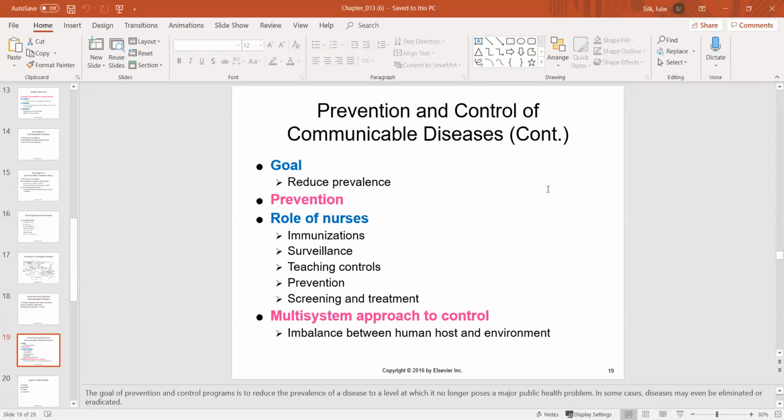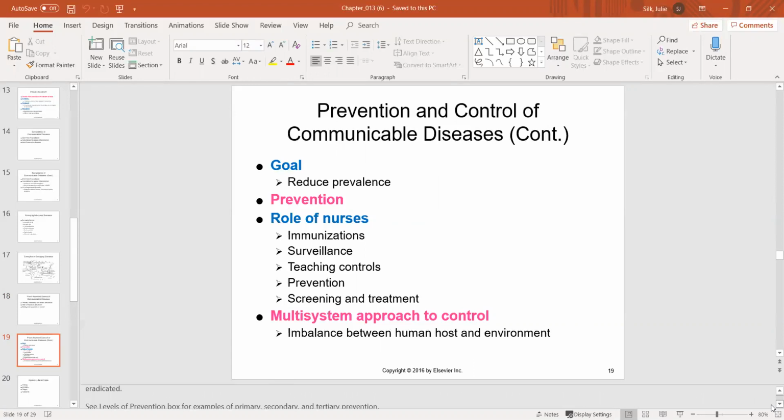So again, our goal is to reduce prevalence of a disease. So we try to do some prevention things. This would be things like immunizations, that surveillance we were just talking about, different teaching things, screening and treatments. And then the multi-system approach to control is the imbalance between human host and the environment. So the goal of prevention and control programs is to reduce the prevalence of disease to a level at which it no longer poses a major public health problem. In some cases, diseases may even be eliminated or eradicated.